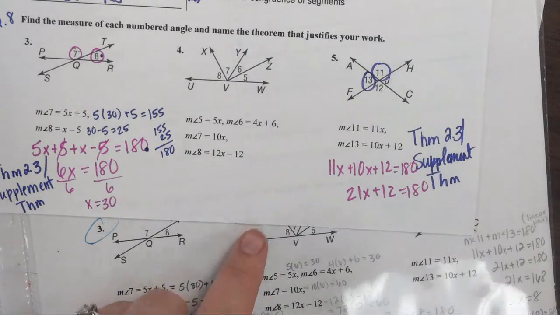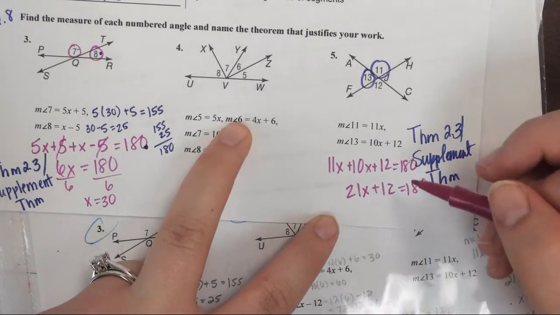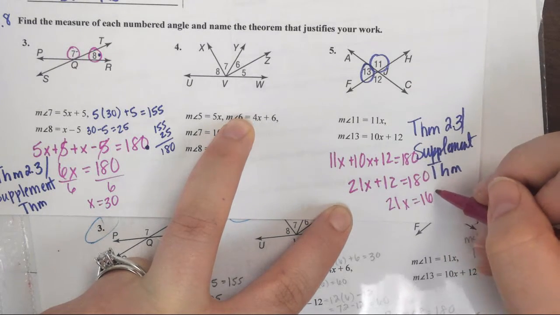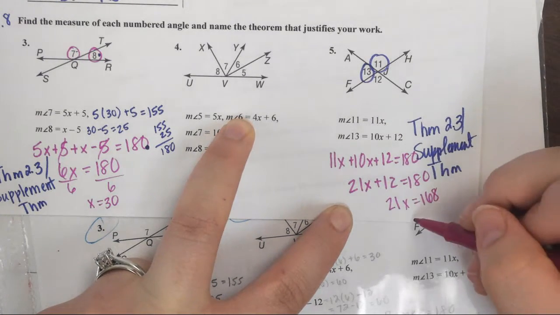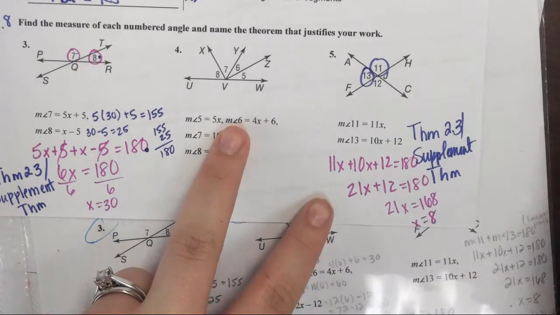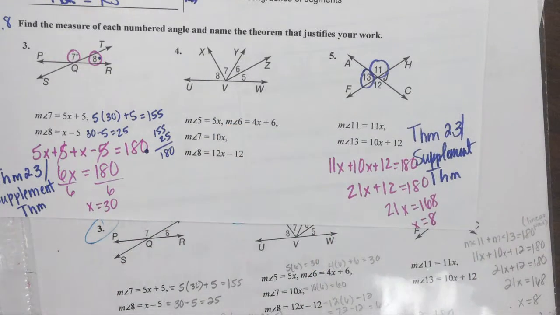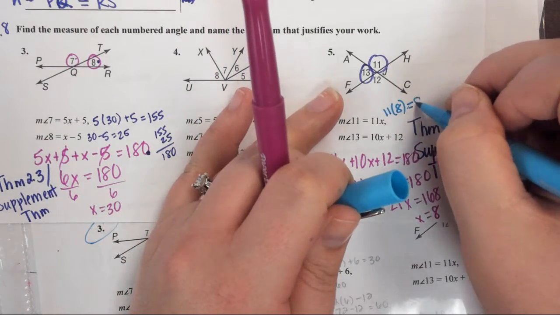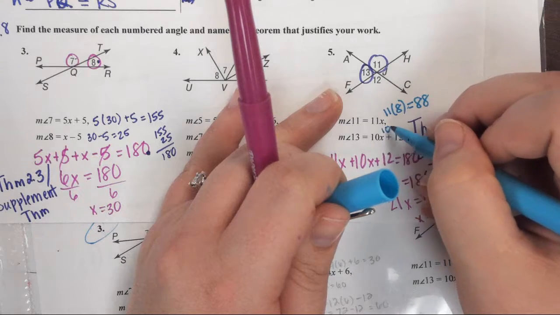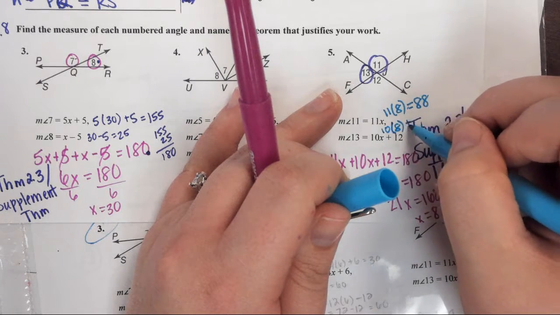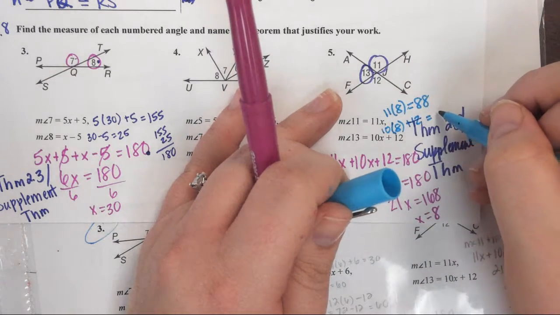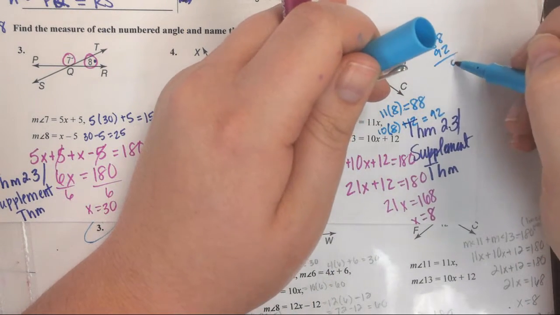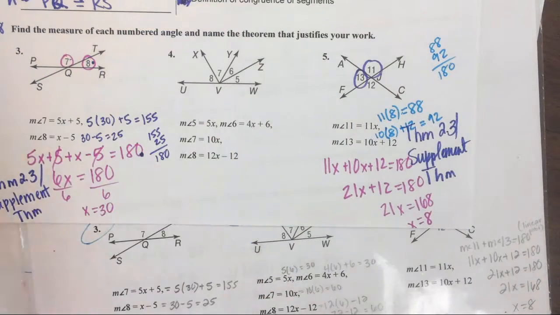Give me a second to catch up. Subtract 12 from both sides and you'll get 21x equals 168. So x equals 8. I think it sure would be smart of us to check ourselves. We want the A. So 11 times 8 is 88. 10 times 8 plus 12, that's 80 plus 12, which is 92. 88 plus 92, yep, we really do get 180. So I know I'm right.